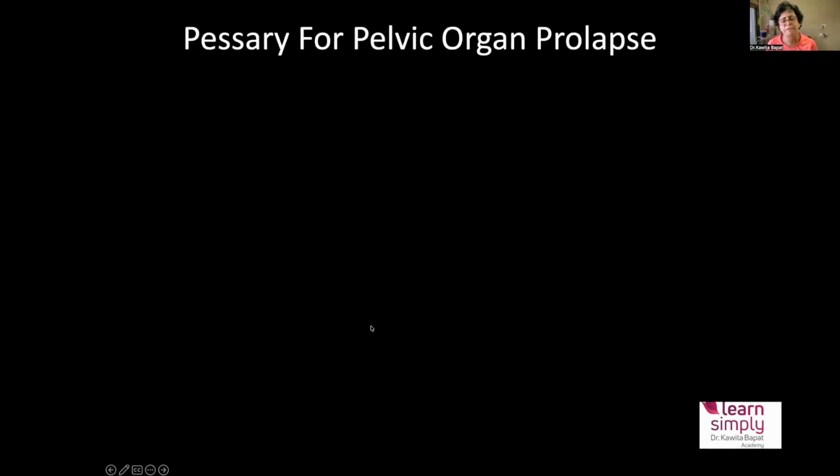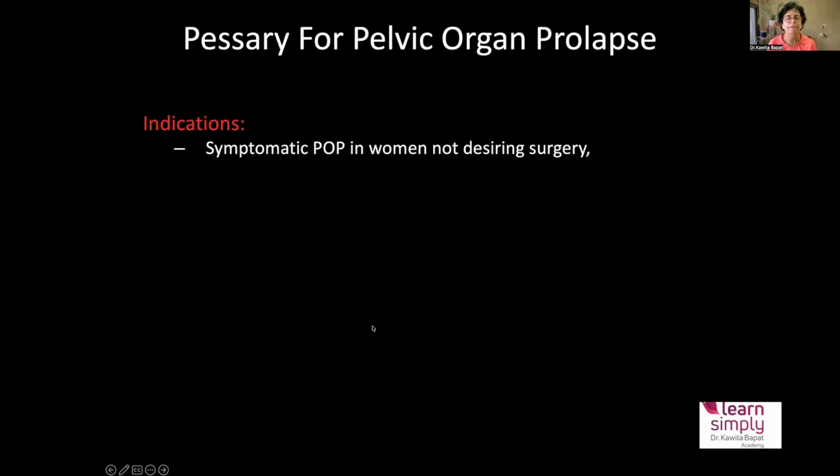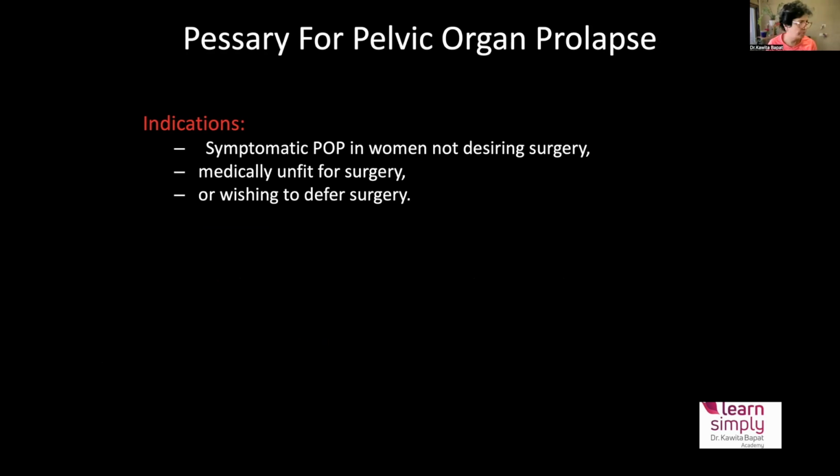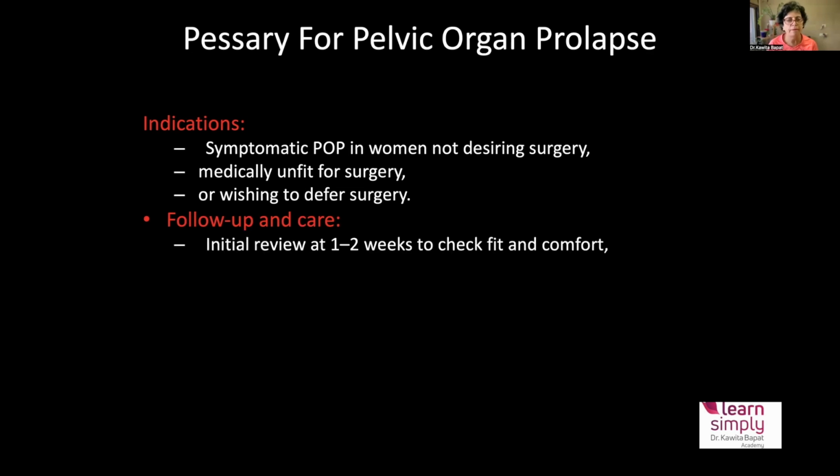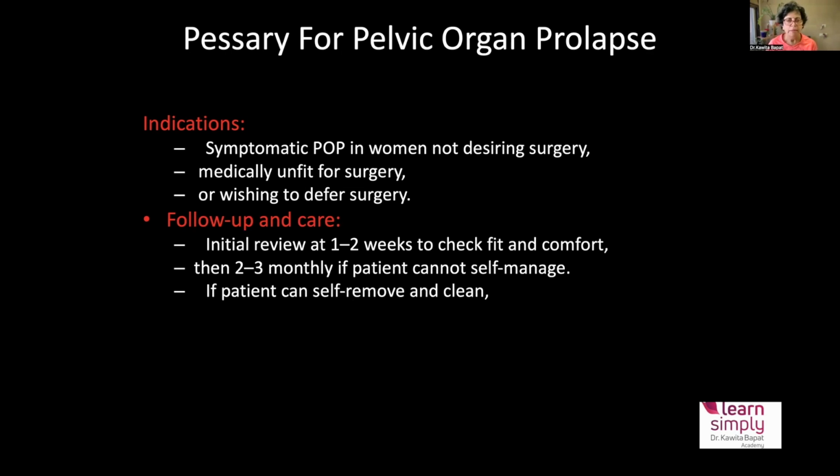Now, after the first line treatment, pessary for pelvic organ prolapse. Indications are symptomatic prolapse in women not desiring surgery, medically unfit for surgery, or wishing to defer surgery. Follow-up and care: initial review at 1 to 2 weeks to check fit and comfort, then 2 to 3 monthly if the patient cannot self-manage. If the patient can self-remove and clean, 6 monthly review is acceptable.